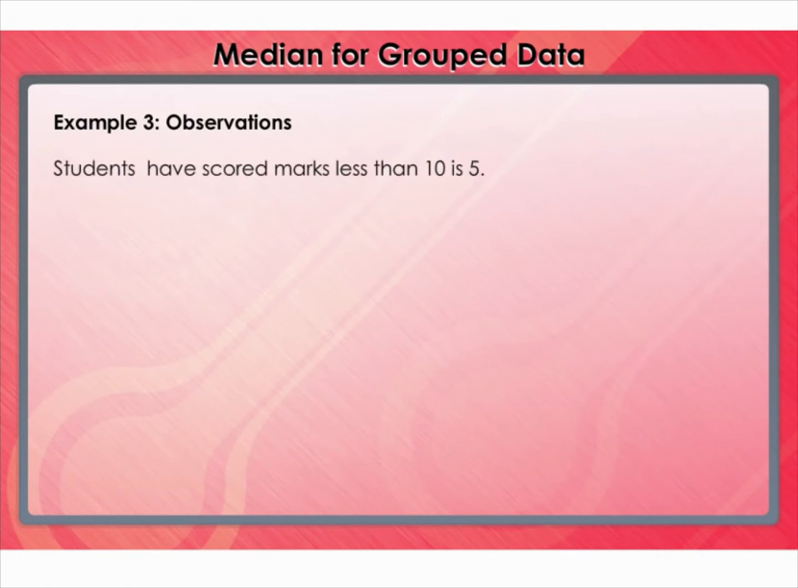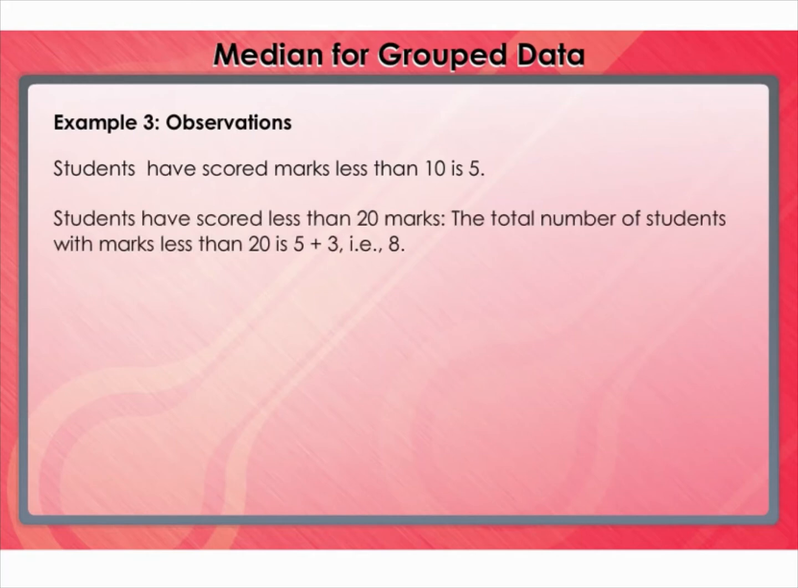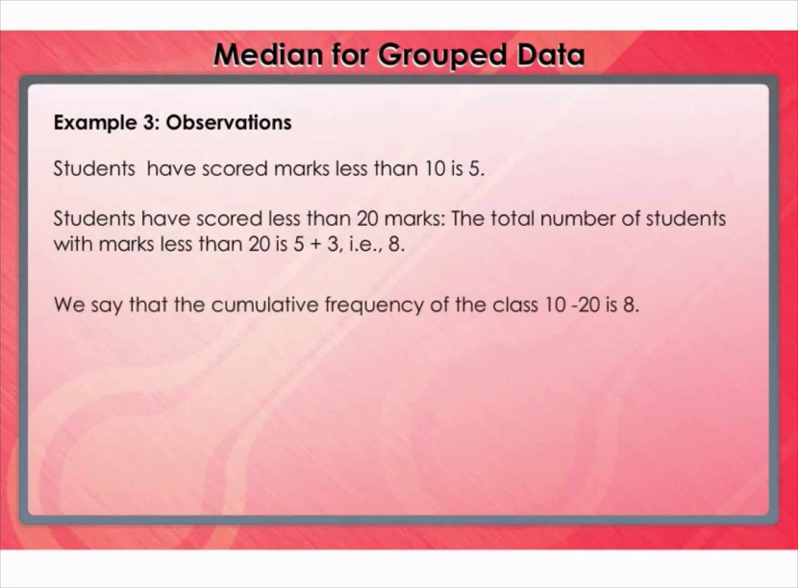Students who have scored marks less than 10 is 5. Students scoring less than 20 marks: the total number of students with marks less than 20 is 5 plus 3, that is 8. We say that the cumulative frequency of the class 10 to 20 is 8.